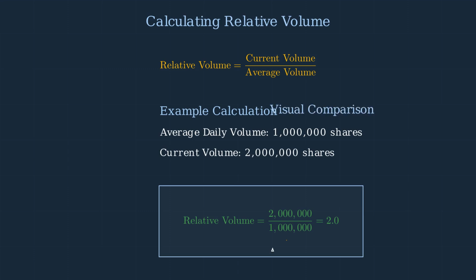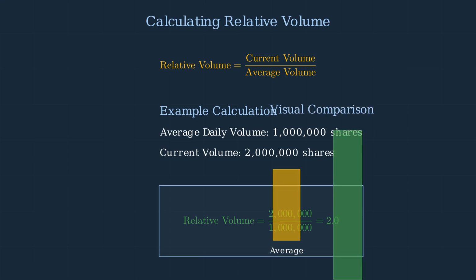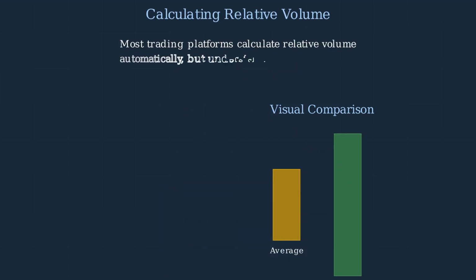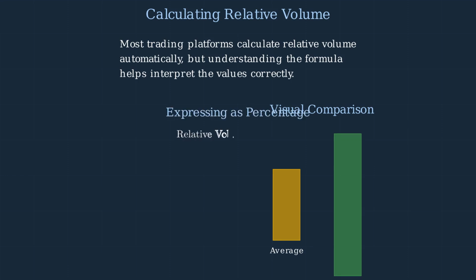Let's visualize what this means. A relative volume of 2.0 means today's volume is twice the normal level. Most trading platforms and charting software calculate relative volume automatically, but understanding the formula helps interpret the values correctly. Relative volume can also be expressed as a percentage. A relative volume of 2.0 is equivalent to 200% of the average volume.